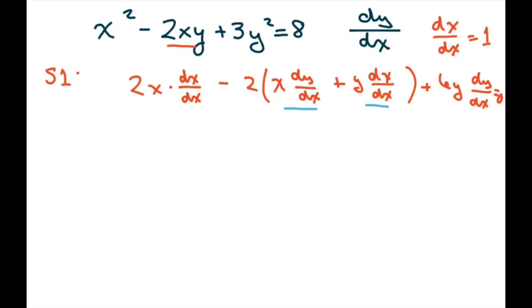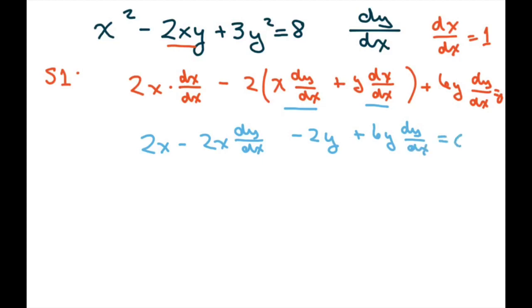simplify and put all the terms containing dy/dx together on one side and all the other terms on the other side. So basically what we're going to get is 2x minus 2x dy over dx minus 2y plus 6y derivative of y with respect to x equals 0. So basically remember this was just 1 and this was just 1. So I took it back out.